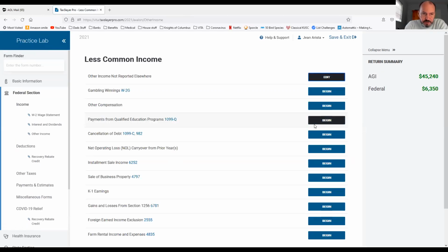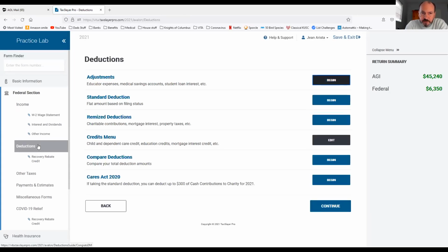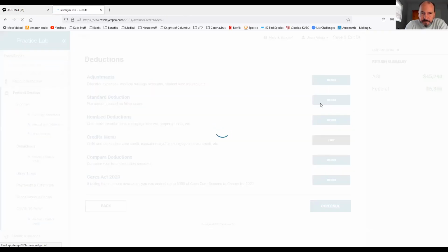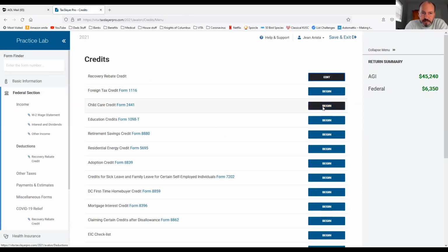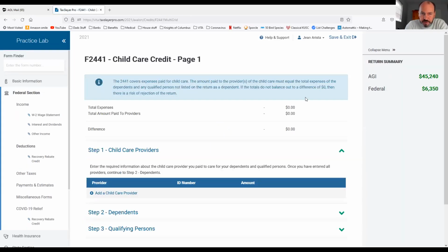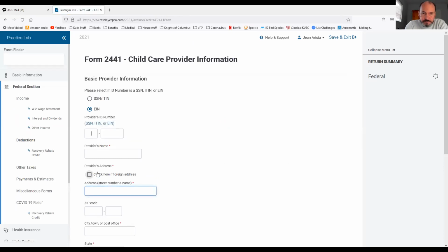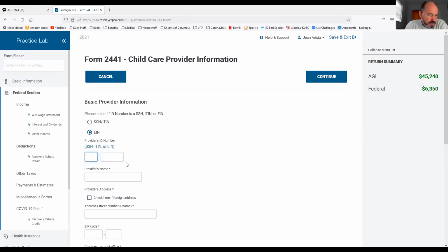Okay, so now we're going to go to our deductions. And we're going to go to our credit menus. And of course, a lot of these credits that you see, sometimes you're going to work with one or multiple ones. Okay, let's see if we can navigate through this one. So we're going to start off with step one. And we have a kid care.